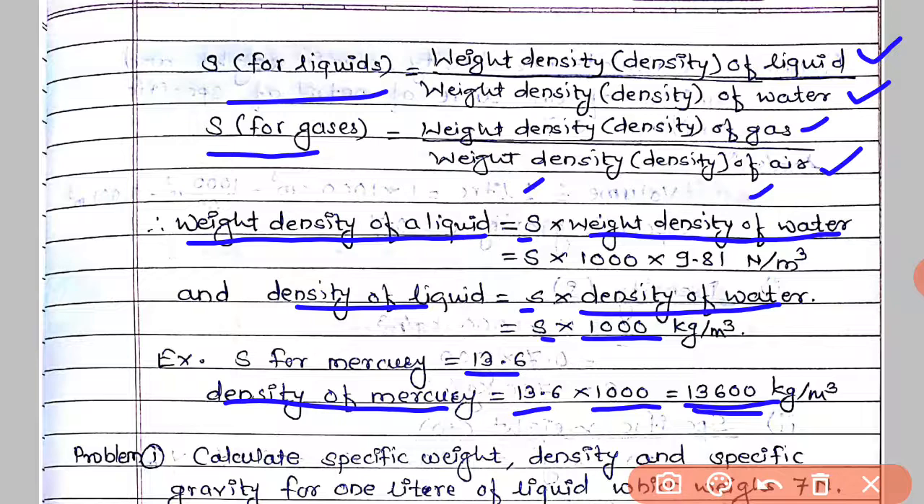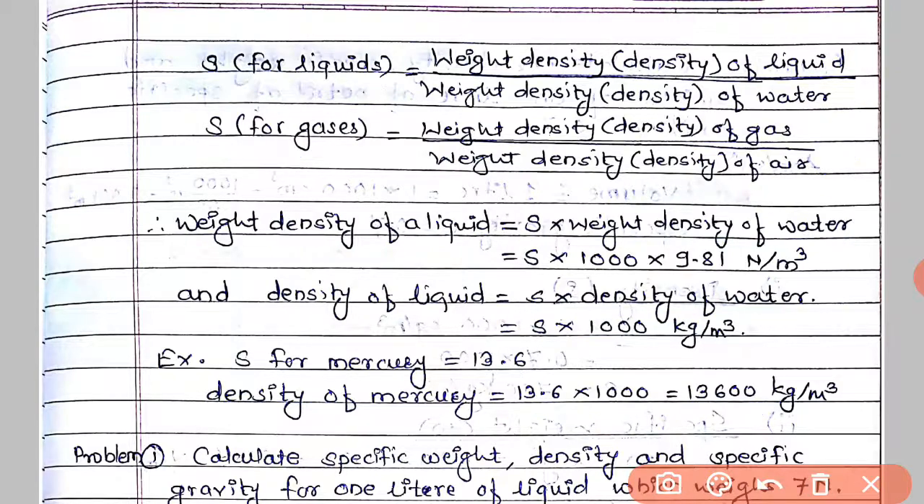So specific gravity is defined as the ratio of weight density of the given fluid to the weight density of a standard fluid. For liquids, the standard fluid is water, and for gases, the standard fluid is air. As specific gravity is the ratio of the same quantities, it has no unit. Now we are going to see a problem based on all those properties.